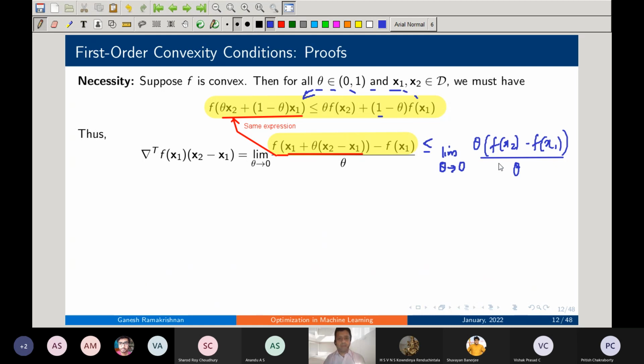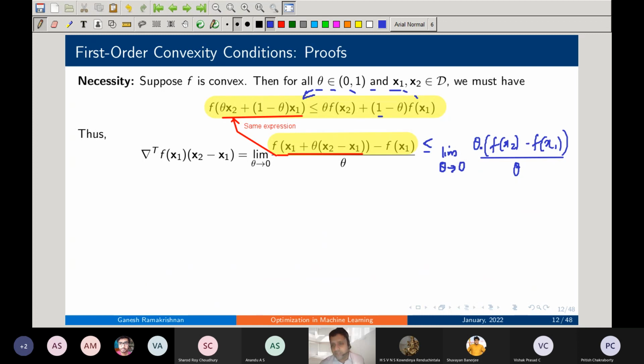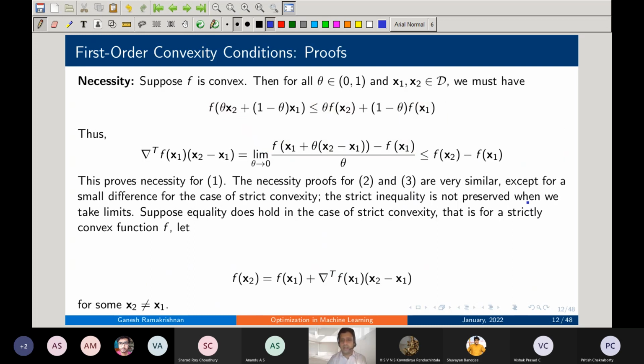And what is that? This theta is not 0, it's tending to 0. So you can actually cancel out theta from numerator and denominator and basically get f of x2 minus f of x1. That's it. And this expression is exactly what we cared for. Just put together the extreme left hand side and the extreme right hand side and the inequality. We are done. This proves our first order definition of convexity.